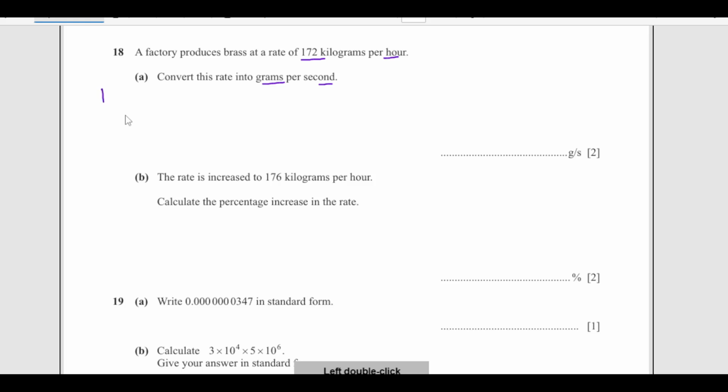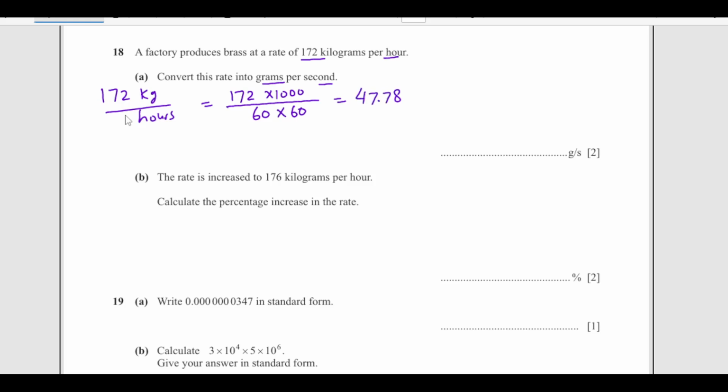So, 72, I am writing here directly, 72 kilograms per hour. Per hour means hours will come down here, right? And we need grams now. So, to convert from kilograms to grams, we will multiply by 1000, right? And we have 1 hour here, then we divide by 60, from hours to minutes, then minutes to seconds. So, just calculate this, we have 47.7.